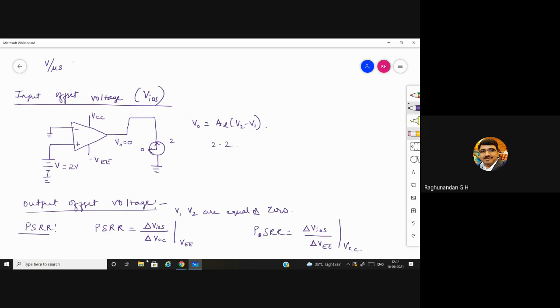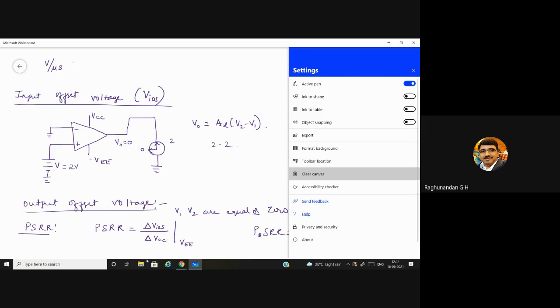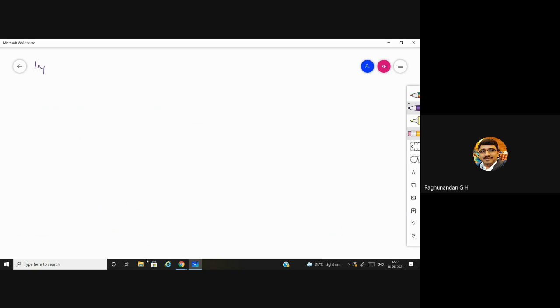So there will be a change in input offset voltage due to the change in the power supply which is producing it, keeping the other power supply constant. It might be because of VCC or it might be because of VEE. So when VEE is fluctuating or varying, we consider VCC constant. So this is PSRR. After that, the next one is input bias current.